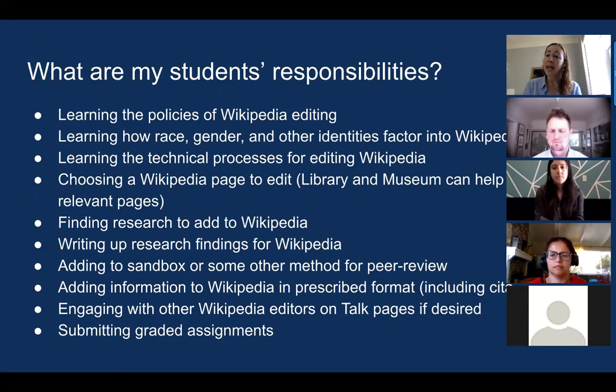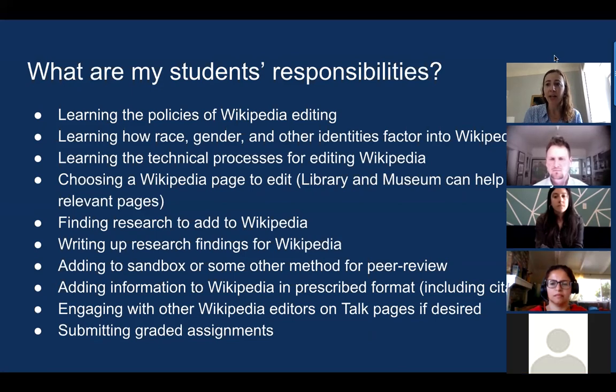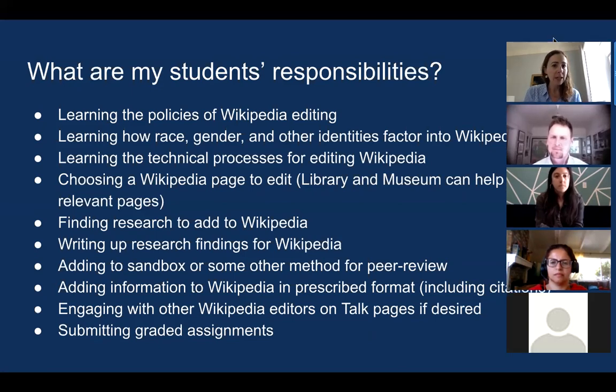Your students, depending on your course learning outcomes, maybe you want to spend some time making sure that they are aware of how race, gender, and other identities factor into Wikipedia and the edits that are made and the content that's available on there. And especially for the Art and Feminism side of things, thinking about how gender plays into this especially is a key learning outcome.